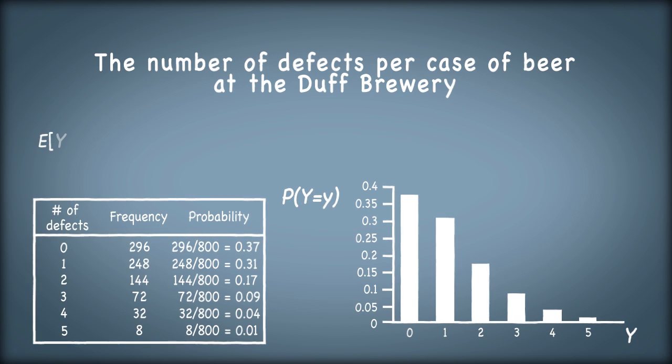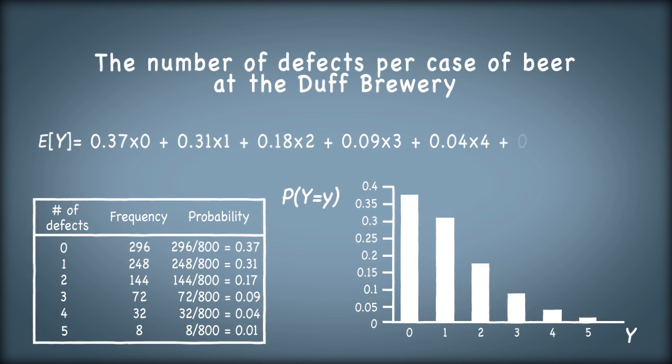Let's calculate the expected value of the number of defects per case of beer from the Duff Brewery. The expected value of y is 0.37 times 0 plus 0.31 times 1, and so on. The expected value, then, is 1.15 defects per case. That is, on average, we expect to observe 1.15 defects in each case.